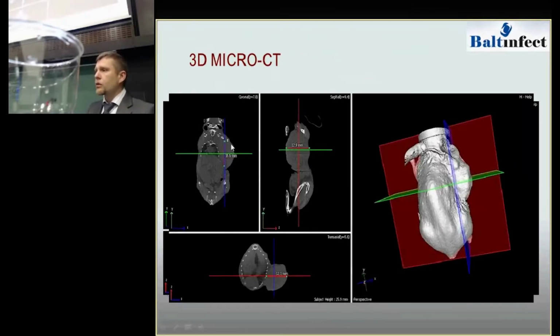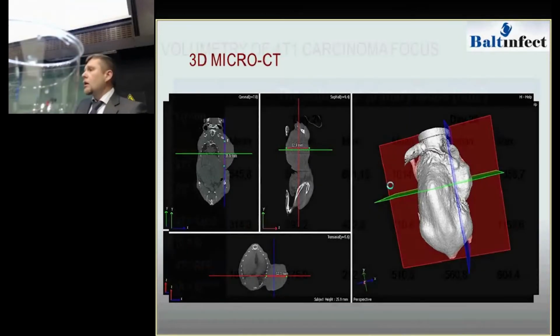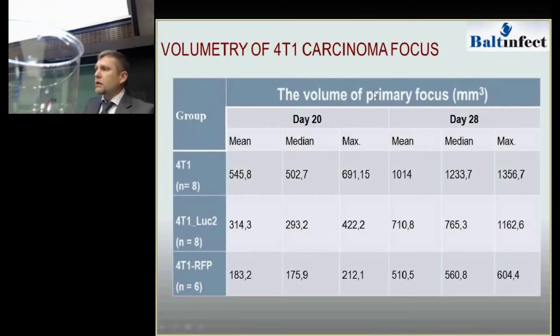Here is the final stage of the tumor, and we use micro-CT to do 3D reconstruction. In this reconstruction, we can measure the volume of the primary focus. And here are some interesting results of volumetry of the carcinoma focus. Here is the wild type of 4T1 cells, and the volume on day 20 is 500 microliters, on day 28 1200 microliters. So modification with the luciferase gene almost halves the volume.